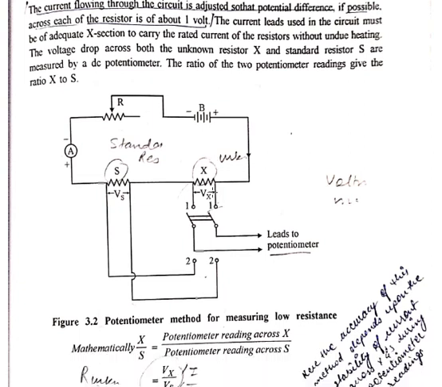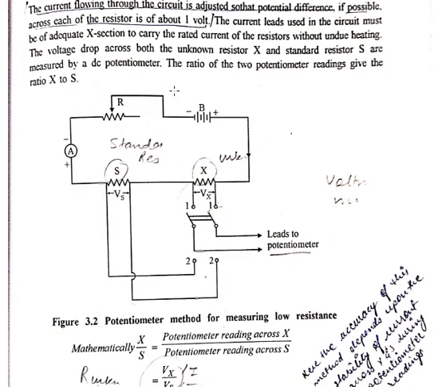This ammeter is inserted in the circuit to indicate whether the current is flowing through the circuit or not, or to find the approximate values of current through this S and X. Here the exact value of current need not be known.